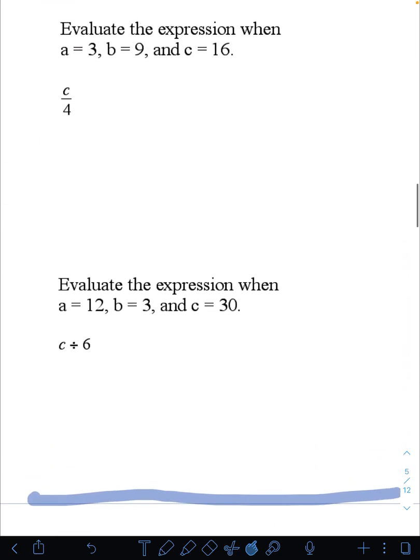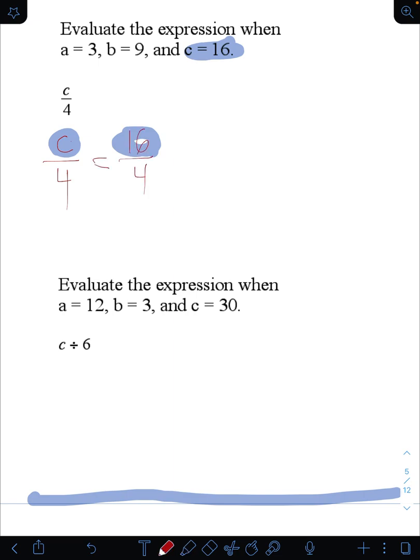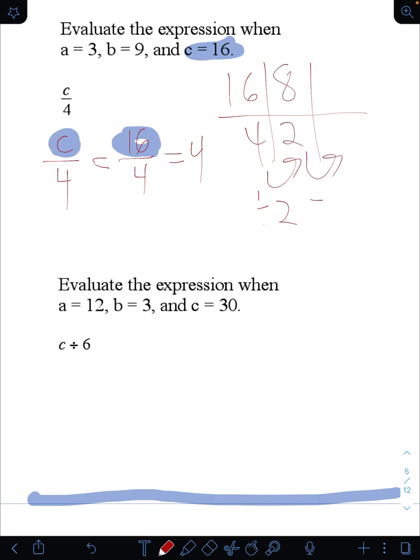Okay, last 2 questions. This time the numerator is the variable. So that's c over 4. Looking for the c, that's the 16. So that equals 16 over 4. 16 divided by 4 is 4. Or if you think about it like a fraction, cut them in half, you get 8 halves. Cut it in half again, you get 4 over 1, which is 4. Same answer. Okay, last question.